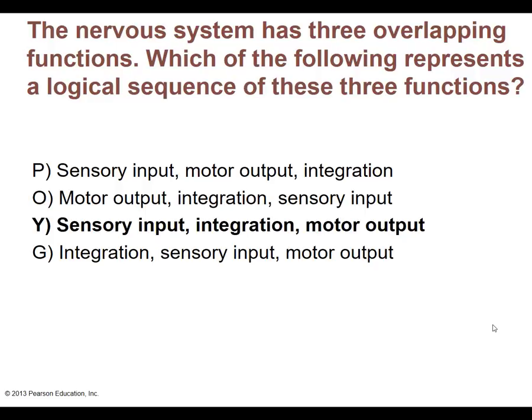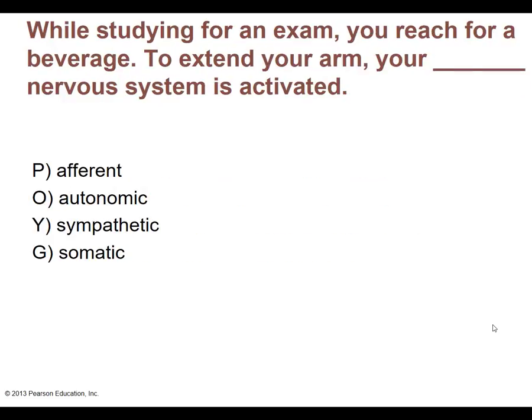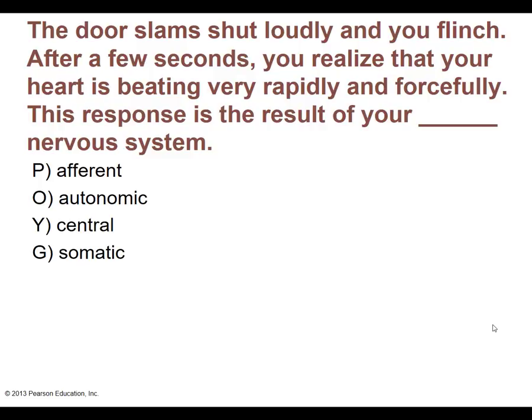Now, while studying for an exam, you reach for a beverage. To extend your arm, which nervous system is activated? The one that can control skeletal muscle to reach for the beverage is your somatic. Again, it's under voluntary control. You can control it. Now, the door slams shut loudly and you flinch. After a few seconds, you realize that your heart is beating very rapidly and forcefully. This response is the result of which part of the nervous system? The heartbeat going really fast is your autonomic nervous system. A lot of times I like to think that autonomic sounds like automatic, it just happens automatically. You cannot control how fast your heart is beating.